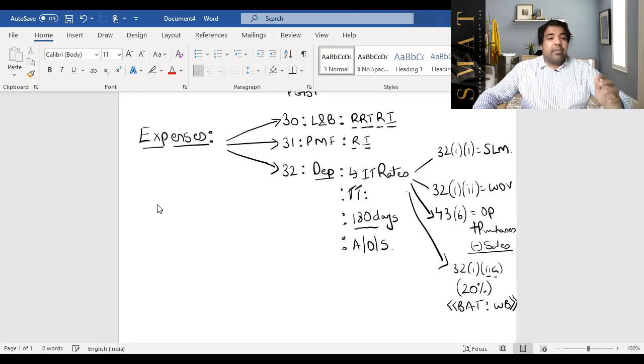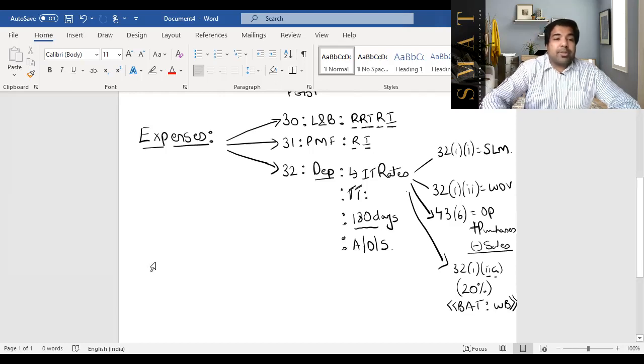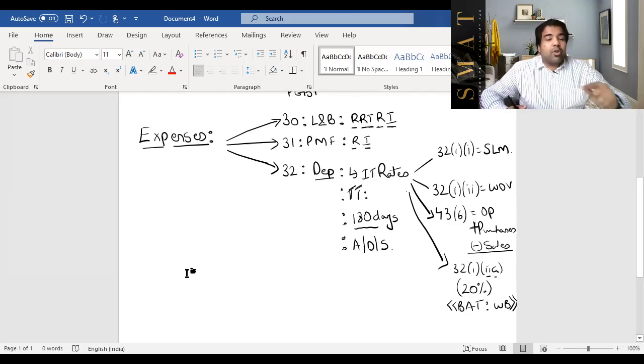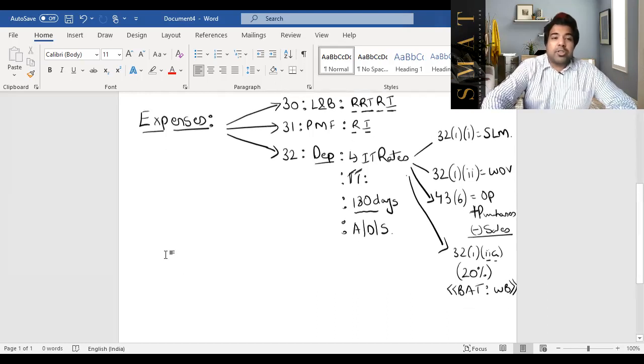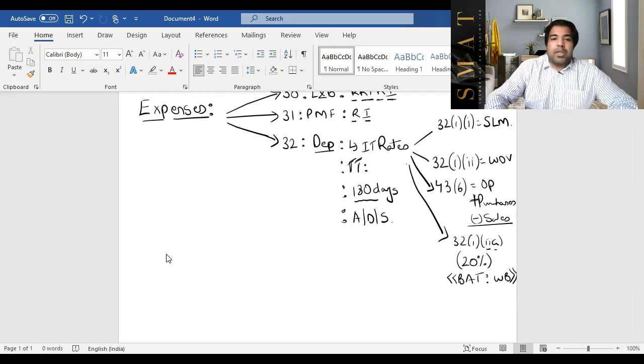In these states, if you purchase any new plant and machinery for the purpose of manufacturing, then in that case, you will get additional depreciation at the rate of 35%. But unfortunately, that period is now over because it is only available from the 1st of April 2015 to 31st March 2020. So that period is now not available, but you should keep this in mind that additional depreciation at that time was 35%.